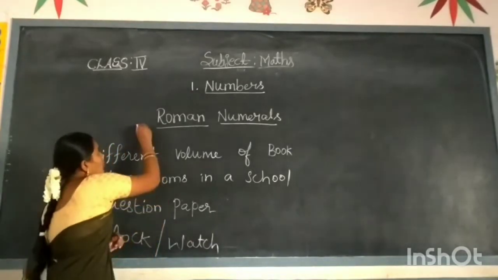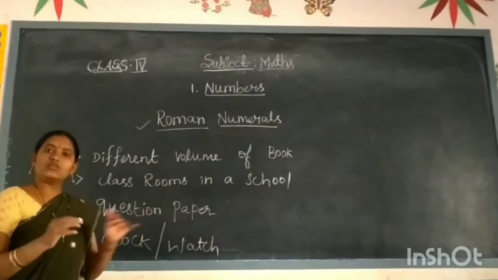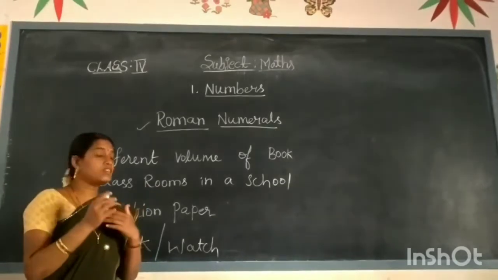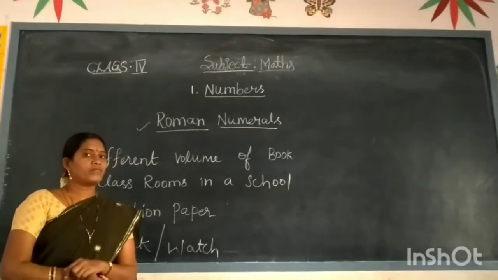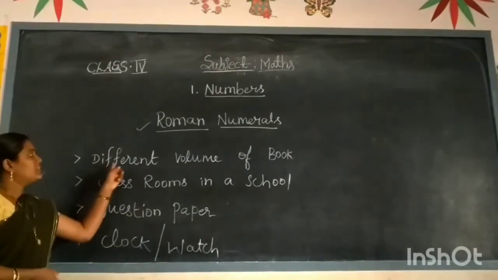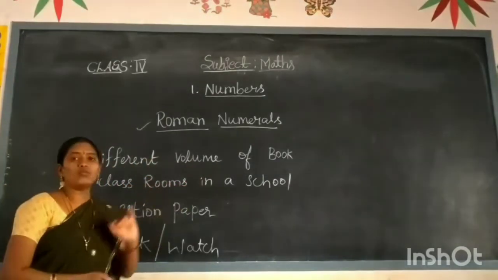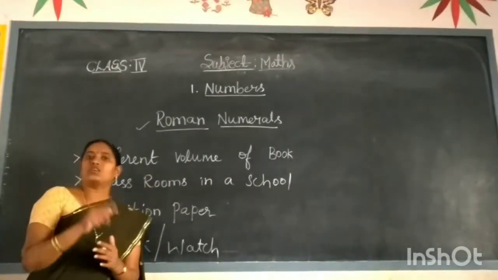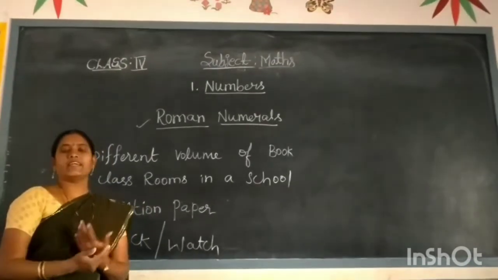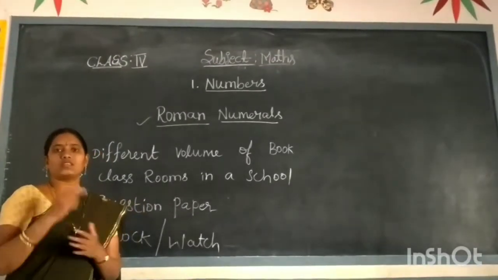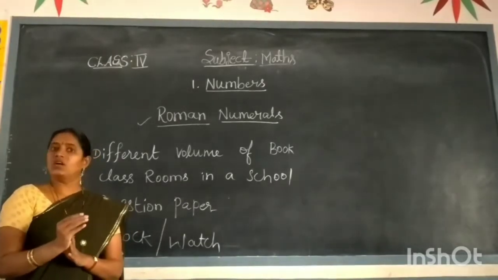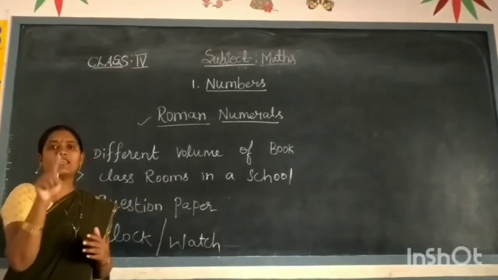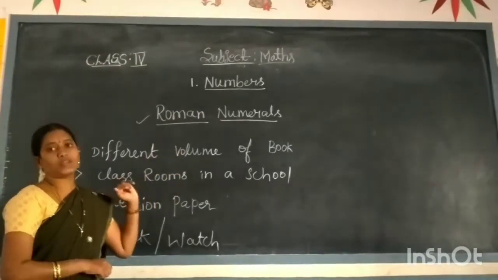First one, Roman numerals. Do you remember, children, which are the places we are going to use these Roman numerals? See, it will denote different volumes of a book. Suppose you are reading any novel or short stories, they will give first volume, second volume. The volume of a book, they will mention in Roman numerals.